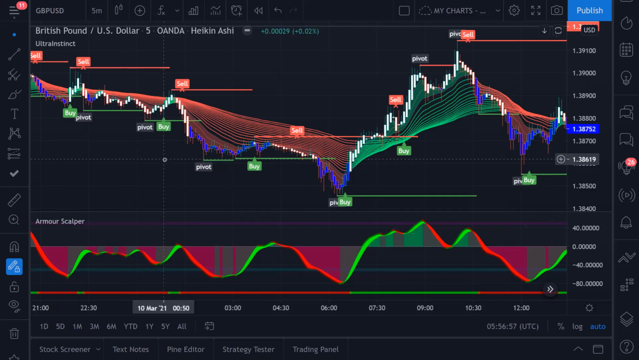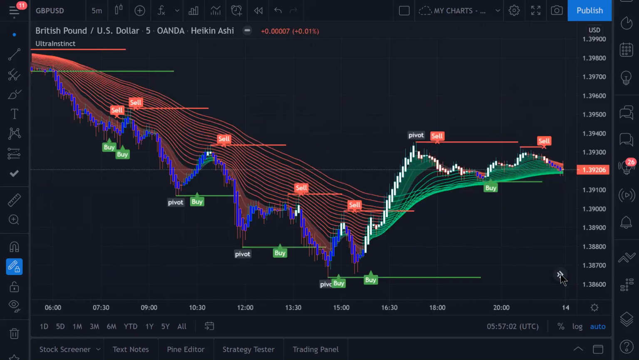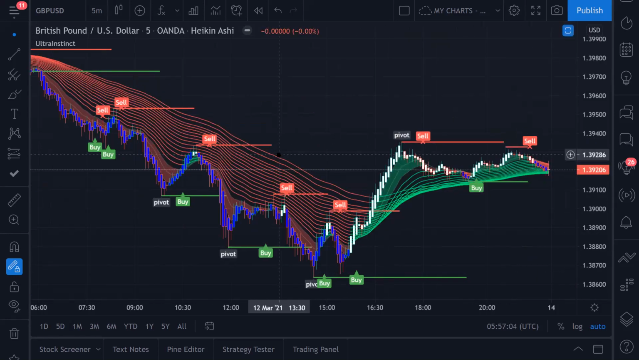Okay, let's begin with ultra instinct. This is a really great tool to have an idea of which direction the market is going, or any stock or crypto or any forex pair, in which direction it's going. Is it going towards bullish territory, or is it going towards bearish?